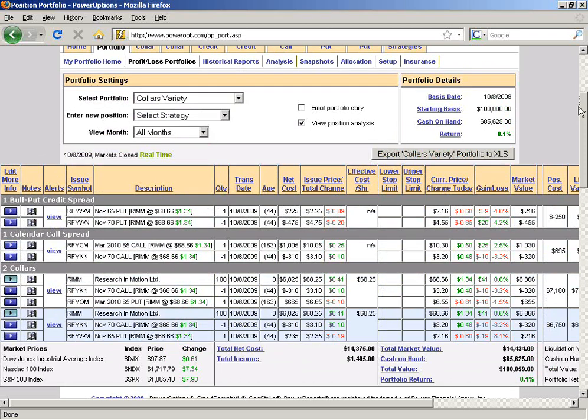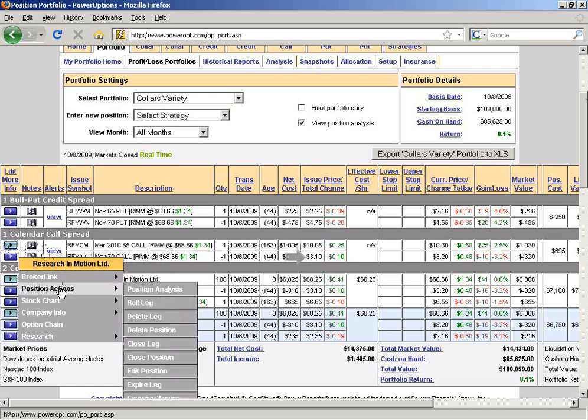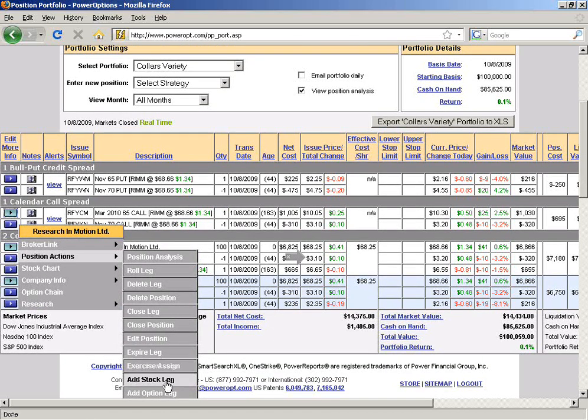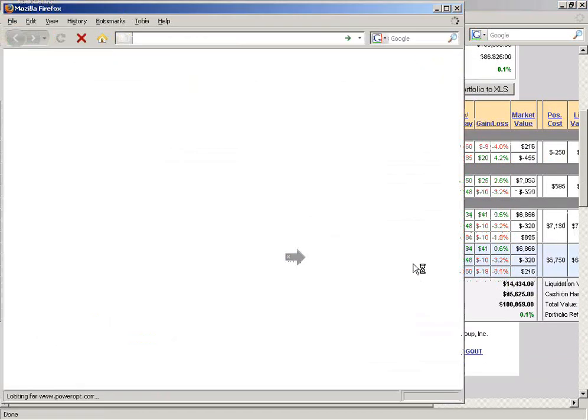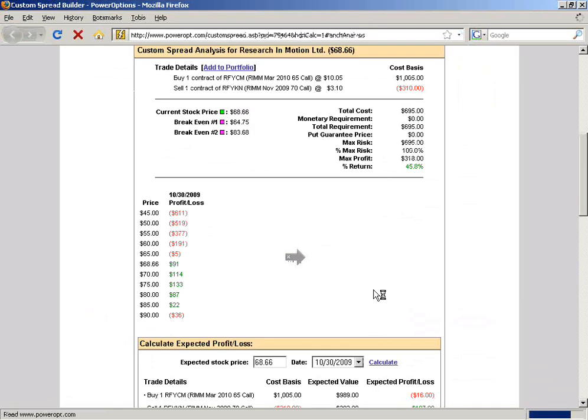Okay? Just for a quick analysis here, here's that calendar spread I was referring to. We could buy the 2010 March 65 call for around $10.05 per share. At the same time, sell the November 70 call that we were looking at for $3.10. And if I link quickly over to the profit and loss chart for that calendar spread, this diagonal spread here, that's going to look exactly the same to the position that we were just reviewing.